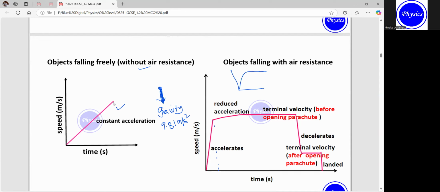Then if it is a parachutist, a skydiver, he will be experiencing constant acceleration only for a few seconds. After that, due to air resistance, he decelerates. Then he reaches terminal velocity. At this point, he opens the parachute. Once the parachute is open, due to the surface area, air resistance increases. So his acceleration decreases because the net force decreases drastically. So he starts to decelerate. Then again, his speed is decreasing. So again, he will reach balanced force. So here another terminal velocity is reached. Then finally he lands.